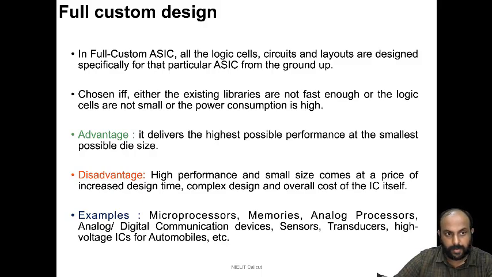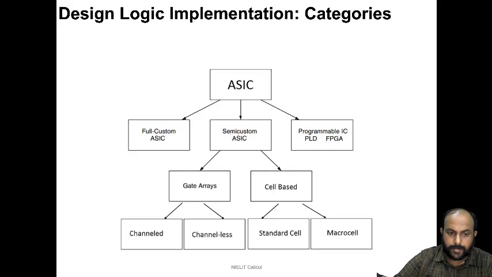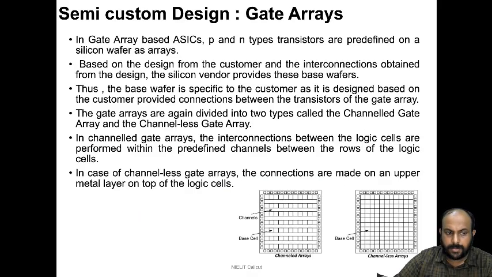Okay, the other category of ASIC could be semi-custom design, and as we have seen here, semi-custom designs could be gate array based or it could be cell based. So if you look at gate arrays, in gate array ASICs, what happens is the P and the N type transistors are predefined on a silicon wafer.